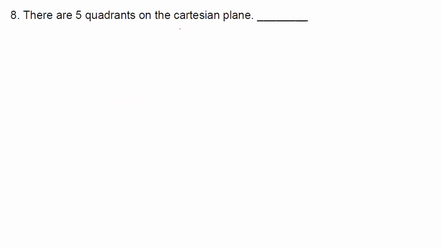Next one. Number 8. There are 5 quadrants on the Cartesian plane. I guess this question is kind of obvious, right? So once we have our Cartesian plane, we have here quadrant 1, quadrant 2, quadrant 3, and quadrant 4. Please make sure that you're familiar with the positioning of the quadrants. Again, you only have 1, 2, 3, 4. You only have 4 quadrants, not 5. That's why this one here is false.